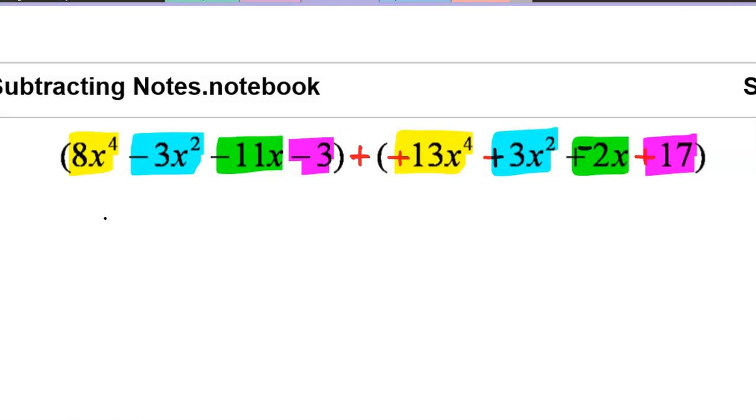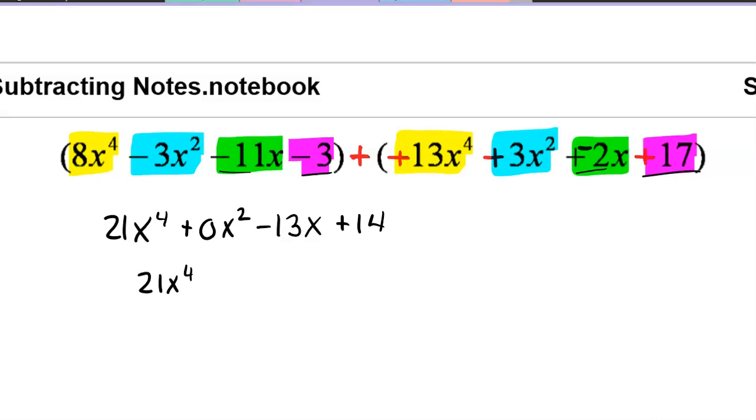So 8, 9, 10, that's 21x to the fourth. That's going to be 0x squared. We won't write that in our final answer. This is negative 11 and negative 2, so that's negative 13x. And lastly, we have 17, 16, 15, that is 14. So if I want to clean up this final answer, it would be 21x to the fourth minus 13x plus 14.